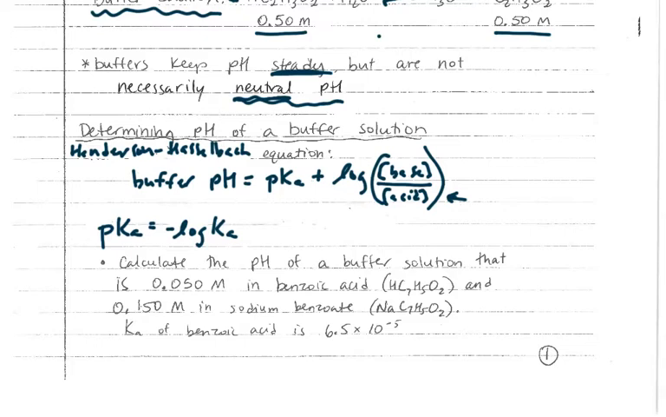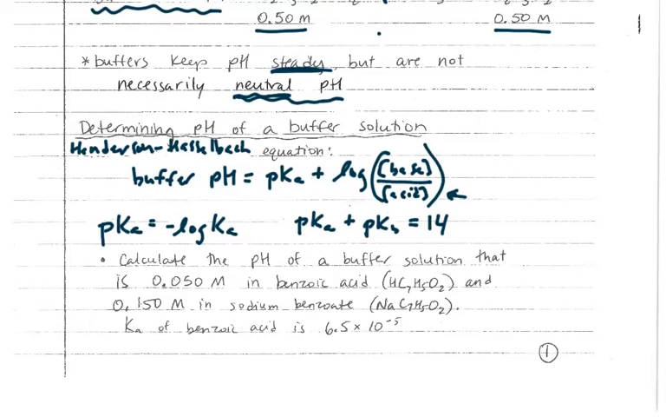Another thing to know is that pKa for an acid plus the pKb of the conjugate base equals 14. When you have a conjugate acid-base pair, the pKa, the negative log of the Ka, plus the negative log of the Kb will equal 14.